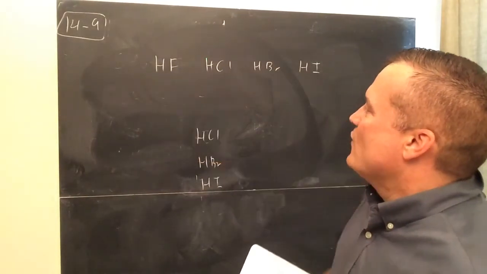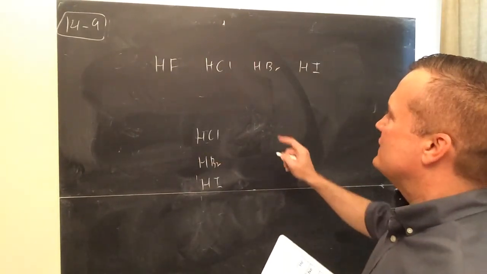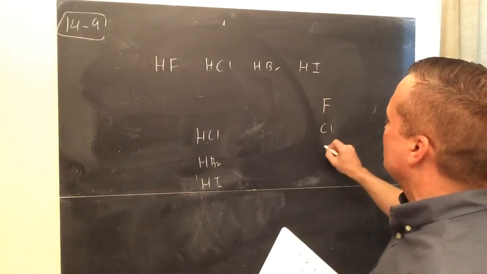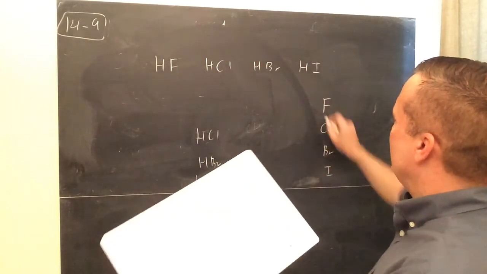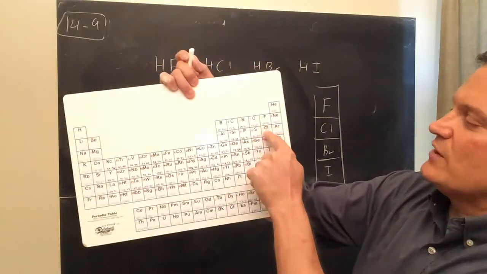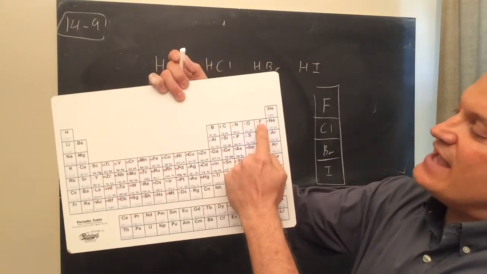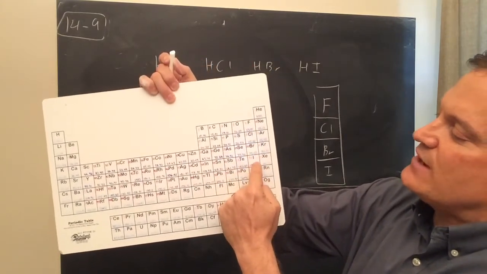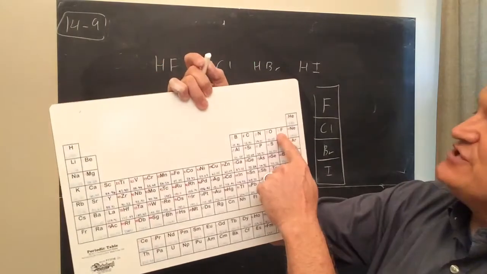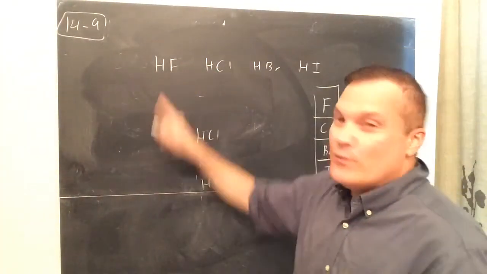HF. Well, it turns out the pattern matches what you see on the periodic chart: fluorine, chlorine, bromine, iodine. If I add an H to F, HF, HCl, HBr, HI, which one of those is the weakest? Oh, HF. We talked about HF as a weak acid.